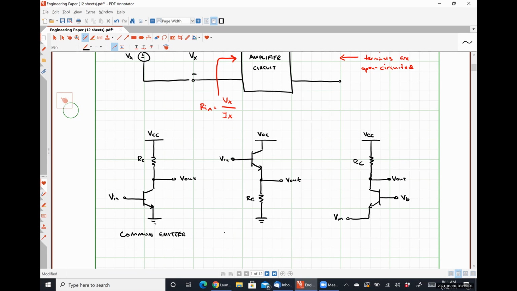For the common collector, the input is on the base, the output is on the emitter. So the collector is a common voltage to both of those signals. That's why it's called a common collector. And lastly, we have the common base, where the input is applied at the emitter, the output is taken at the collector, and the base voltage is some fixed voltage that's biasing this thing in the forward active region. So which of these three guys do you want to learn how to take the input impedance of?